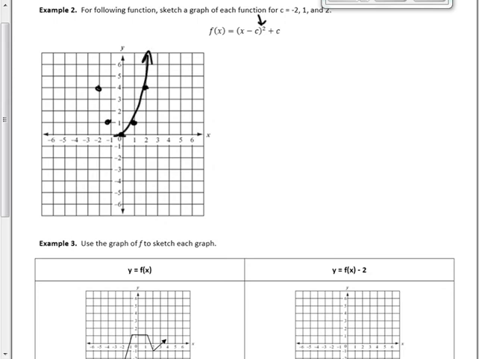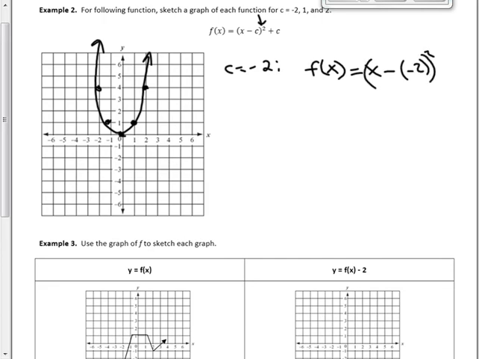And so I know that the quadratic graph is going to go like this. And all I'm going to do is take that quadratic and move it around. Okay, so for c equal to -2, I'm going to take f of x equals x minus a -2, and then plus a -2 on the outside.